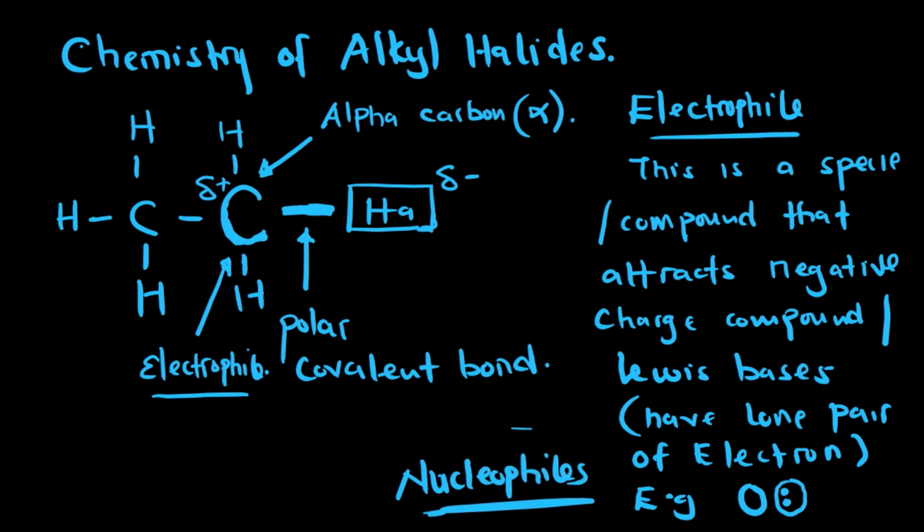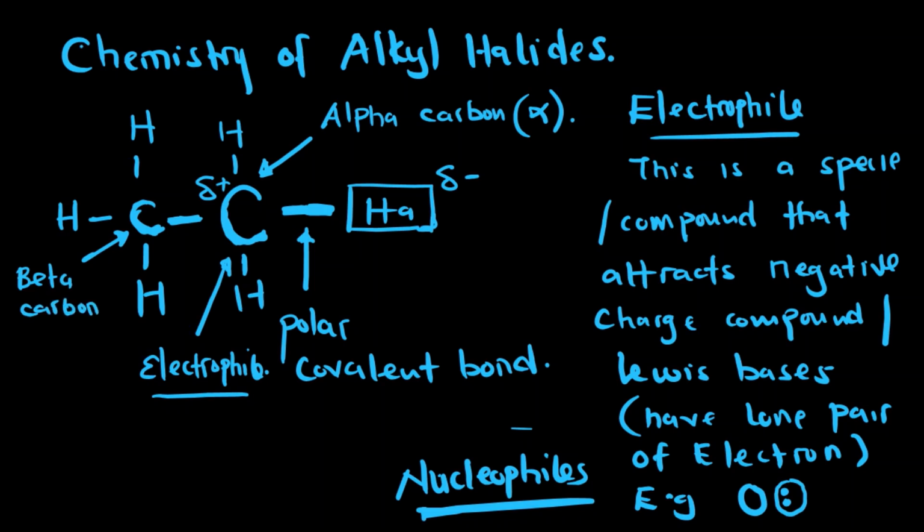Nucleophiles. So those are nucleophiles. Nucleophiles are the ones that will come and be attracted at the alpha carbon. All right. Now, when you look at this carbon here that is attached directly to the alpha carbon, this carbon here is what we call the beta carbon. So this is the beta carbon.